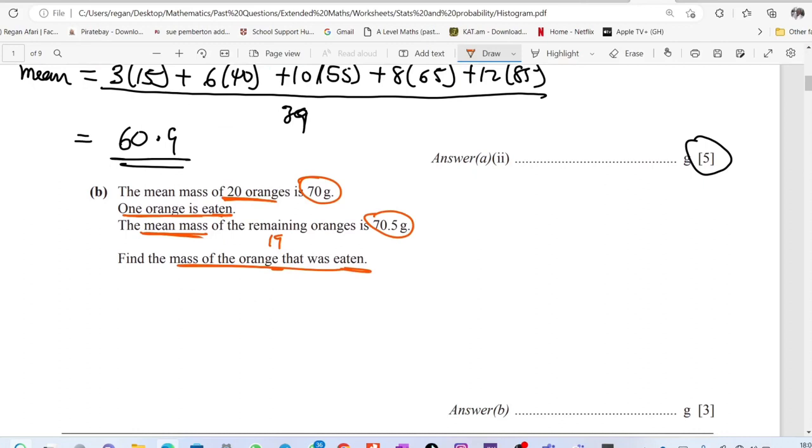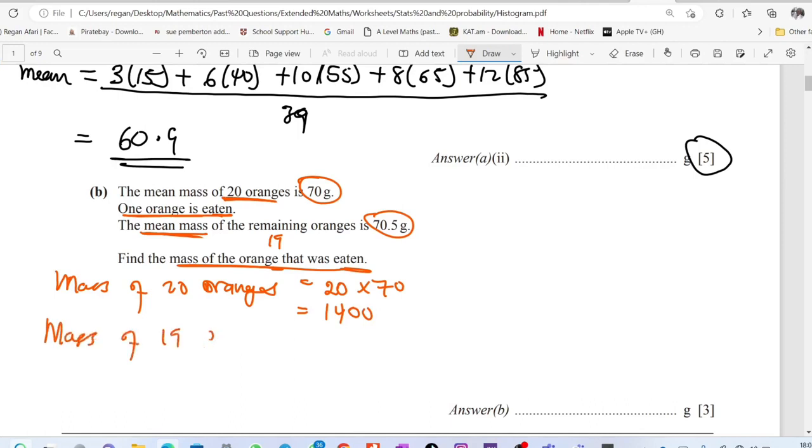Now, you have to understand that when we say the mean, that means on average, each orange is weighing around 70 grams, okay? So if you have 20 and you want to find the total, then just multiply it. All right, so let me call it mass of 20 oranges. That should give us 20 times 70, giving us 1400. And then we have mass of 19 oranges. That should be 19 times 70.5.